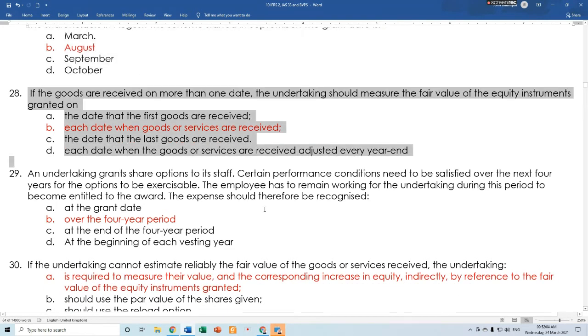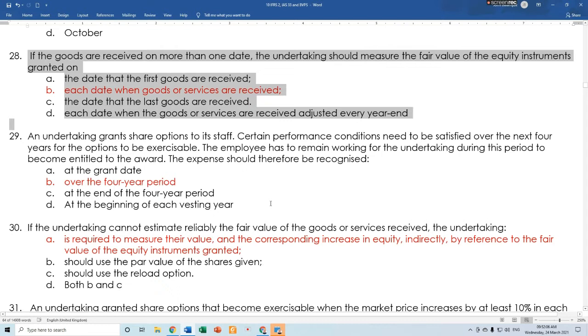28. If the goods are received on more than one date, the undertaking should measure the fair value of the equity instruments granted on letter B, each date when goods or services are received. Okay? Self-explanatory, syempre, kung kailan mo na-receive, doon ka magme-measure. Hindi naman pwedeng magme-measure ka agad, wala ka pang i-record na transaction for that particular receipt, di ba? Okay, so yun lang naman yung item dyan. Okay, next.